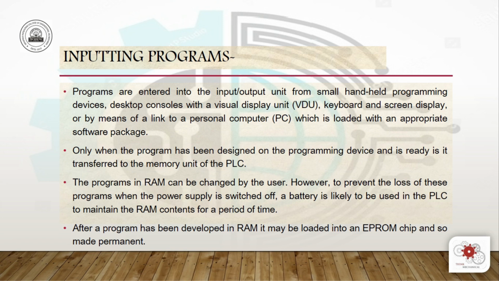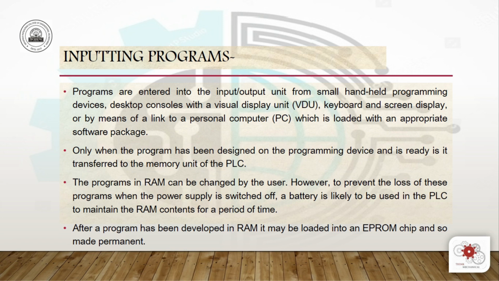Only when the program has been designed on the programming device and is ready, it is transferred to the memory unit of the PLC. Then the programs in the RAM can be changed by the user. Now we have seen that there are two types of memories. The first one is RAM, which is a temporary memory, and ROM is permanent memory. Till the program is stored in the RAM, it can be changed by the user. However, to prevent the loss of program when the power supply is switched off, a battery backup is to be used in the PLC to maintain these temporary program files.